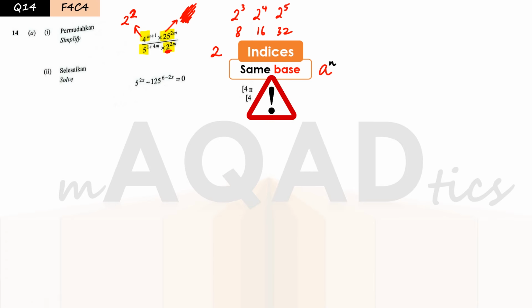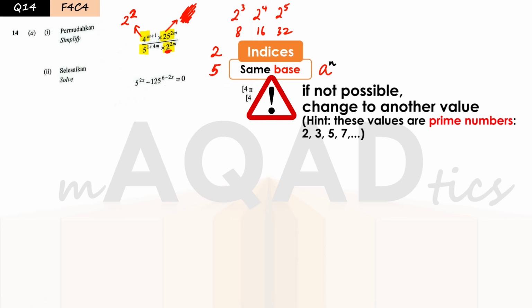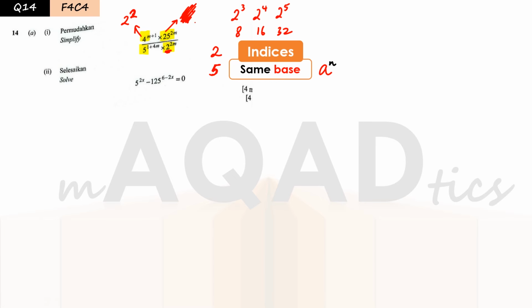So what we are going to do here is change to another base value for 25. Since 2 we cannot use, and 4 is already changed to 2, the other value left is 5. So let us change it to either one of these two values, either 2 or 5. For the 25, if we want to change it to 5 to the power of something, actually we can, because 25 is 5 square. So we have changed it to 5 square, similar to the value here.